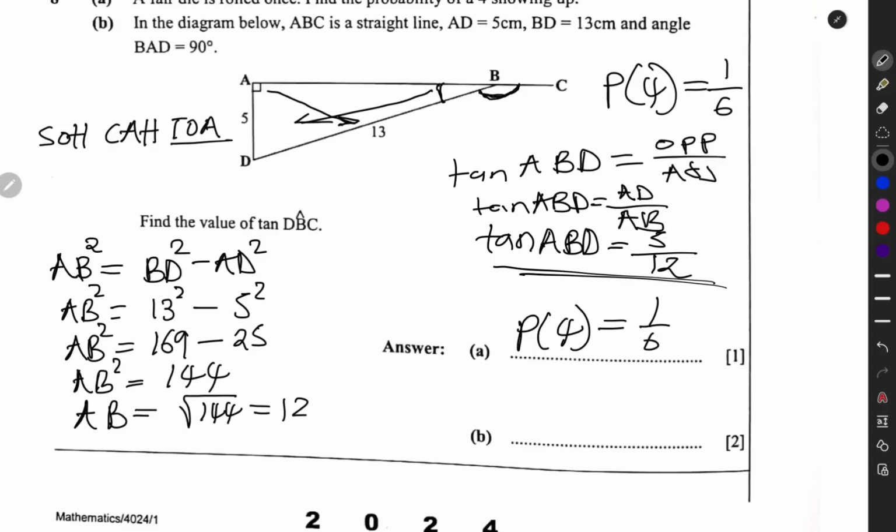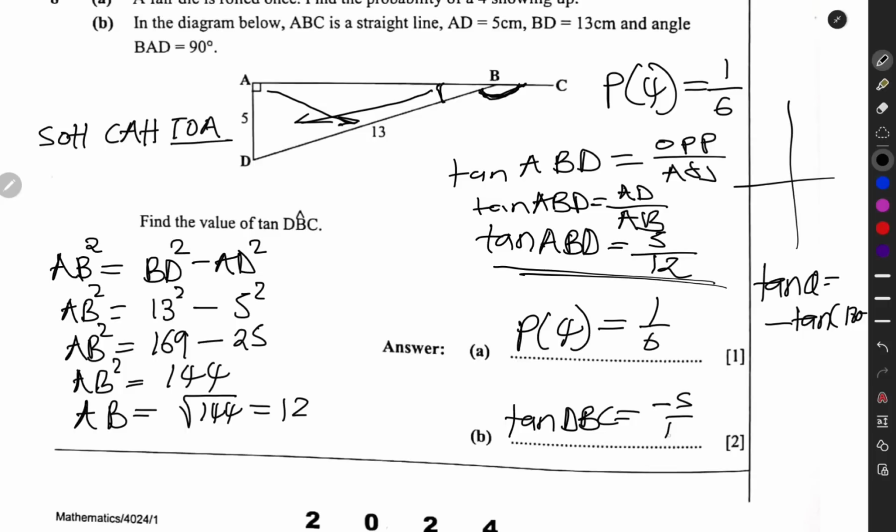If we have done the trigonometric ratios, we find that tan theta is always equal to the negative of tan of 180 minus theta. So tan theta is the same as the negative tan of 180 minus theta. Since this is 180 minus this theta, the answer is simply that tan DBC is going to be negative 5 over 12. So this is the final answer.